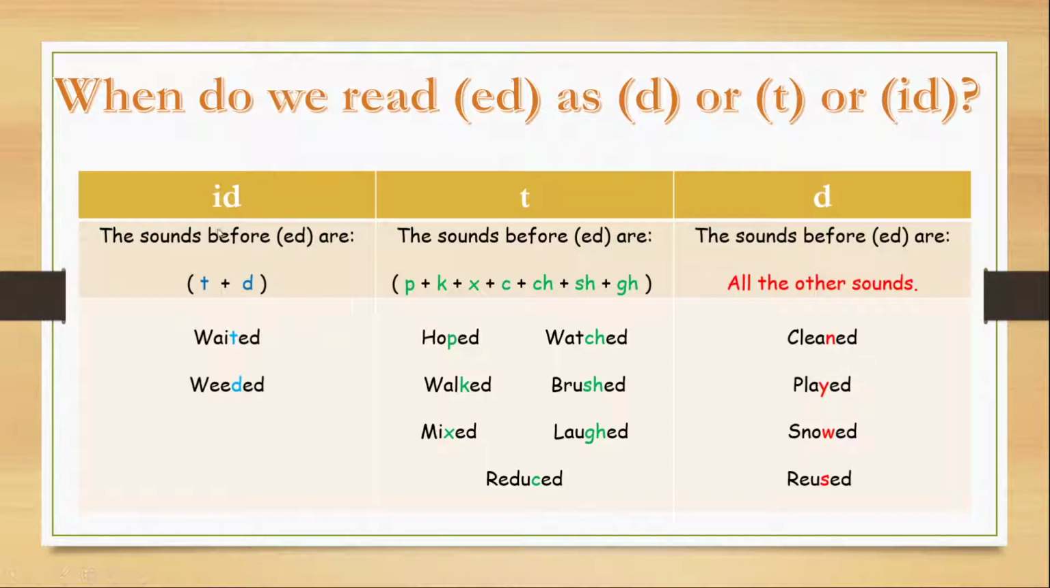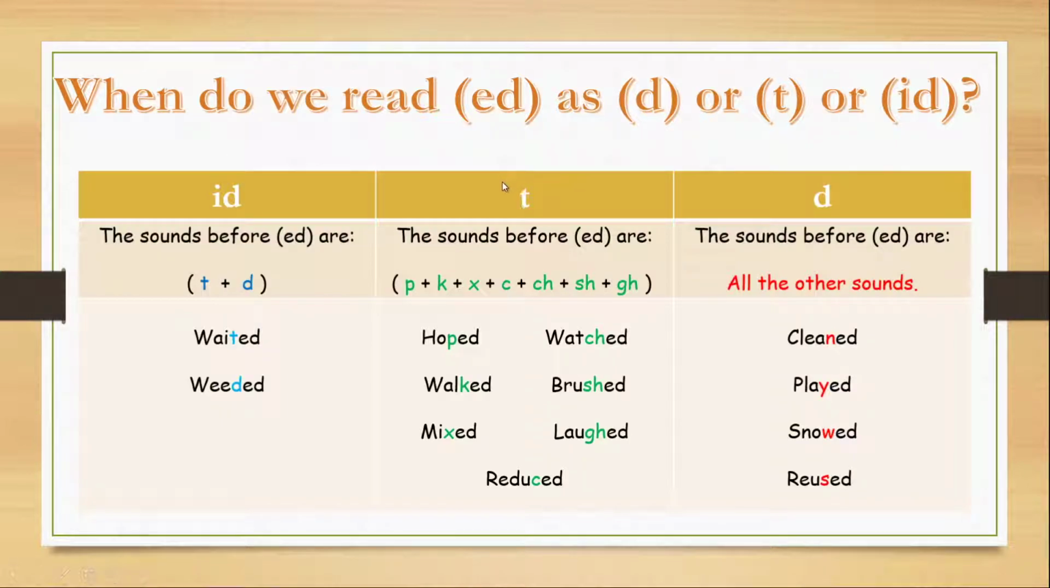Now let's start with ed. The sounds before ed are t or d. So if you see the letter T or D before the ed, then it's an ed sound, like waited, we did. Before ed, we have T, as the rule says. Before ed, we have D, as the rule says.